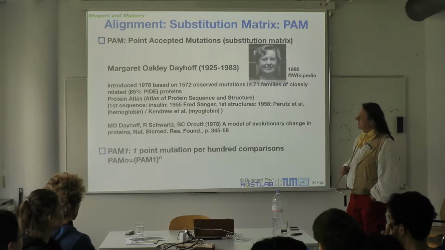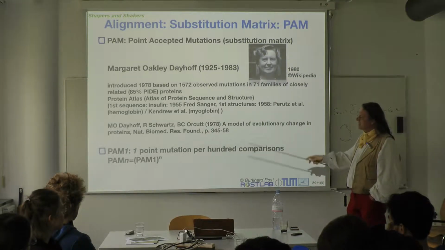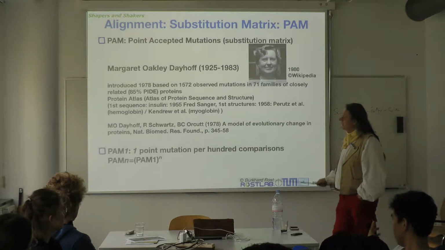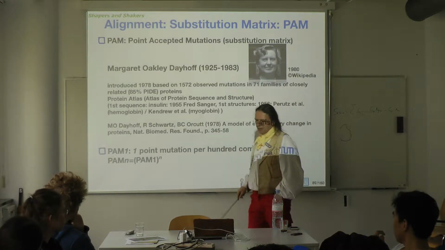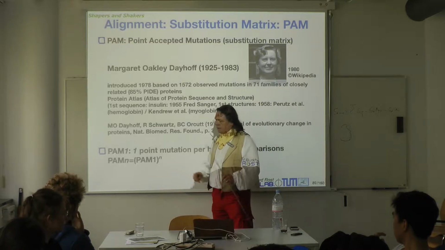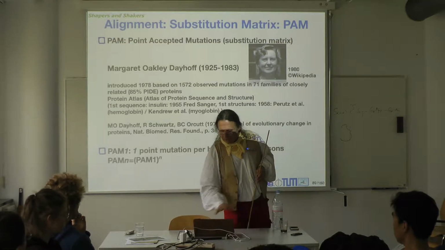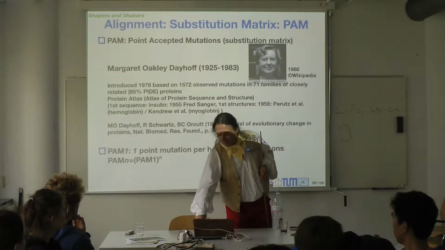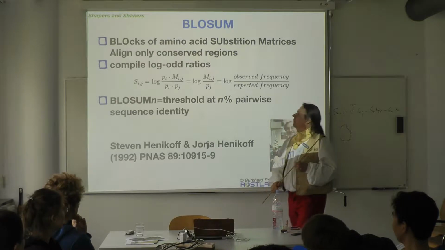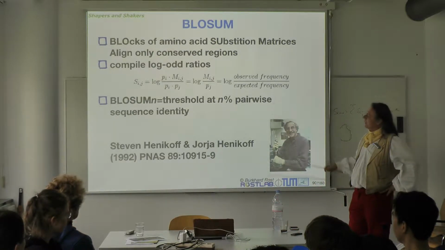This one, by the way, was also published in a book, where PAM comes with numbers, PAM-N, and PAM-1 is 1 point mutation per 100 comparisons, and PAM-N is the exponent of this. But again, historically interesting. You find a lot of web presence for that simply because it's so simple, not because it has any contemporary value. What has a lot of contemporary value, however, is BLOSUM.